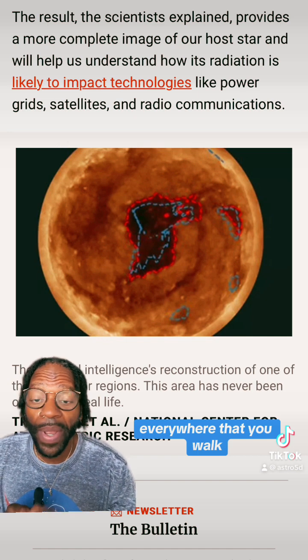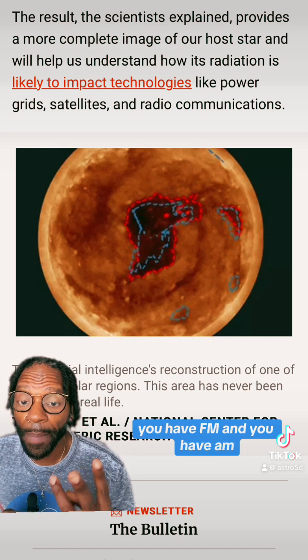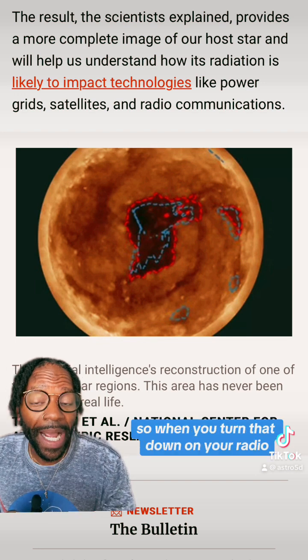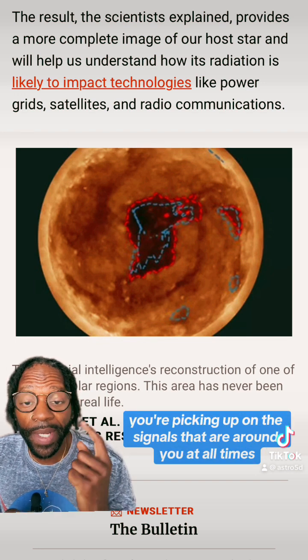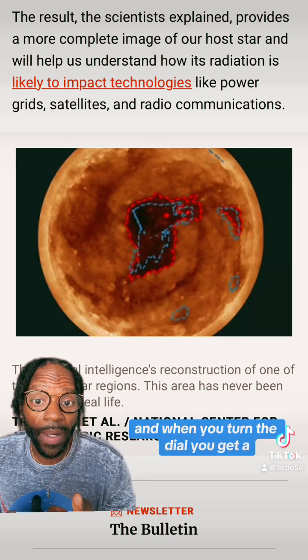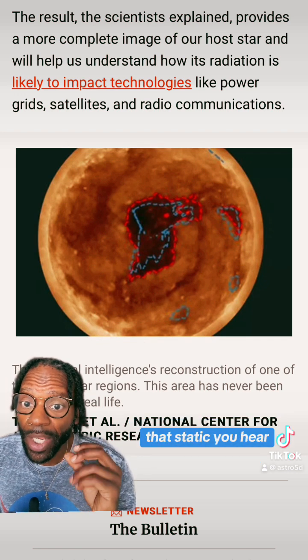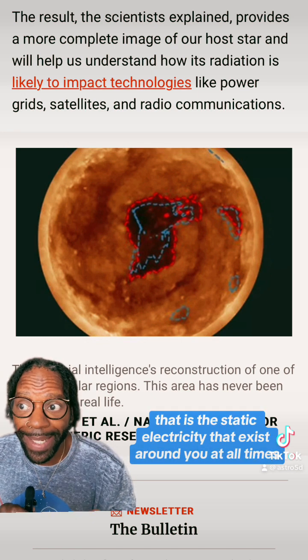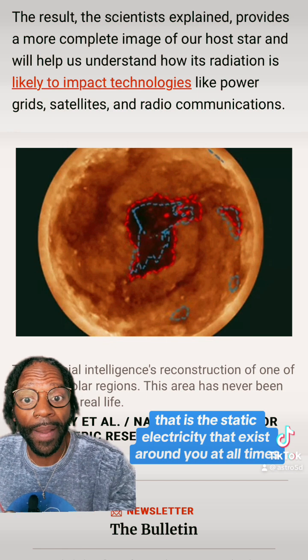because radio frequencies are around you everywhere that you walk. You have FM and you have AM, amplitude modulation, frequency modulation. So when you turn that dial on your radio, you're picking up on the signals that are around you at all times. And when you turn the dial and you get a blank station, that static you hear, that is the static electricity that exists around you at all times.